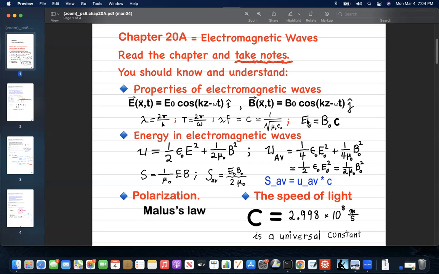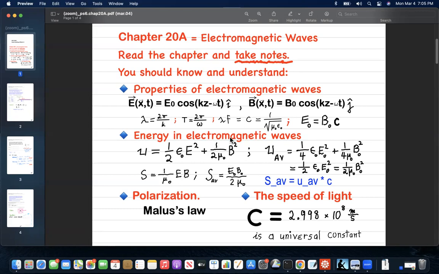So E0 is B0 times c, and c is 1 over the square root of mu epsilon. So in fact, the electric field energy is exactly the same as the magnetic field energy.